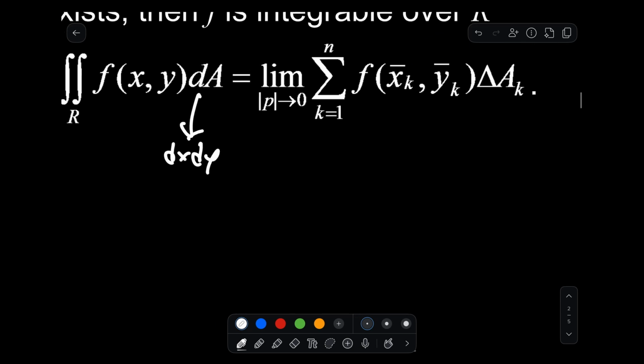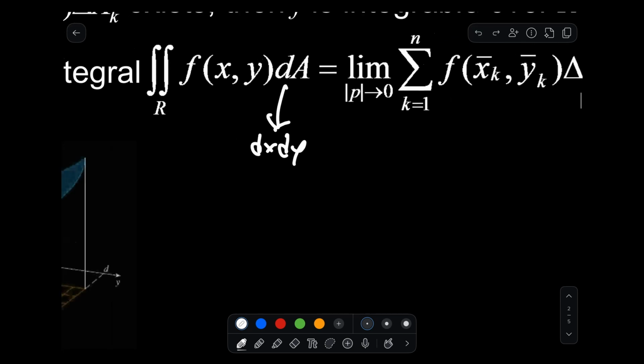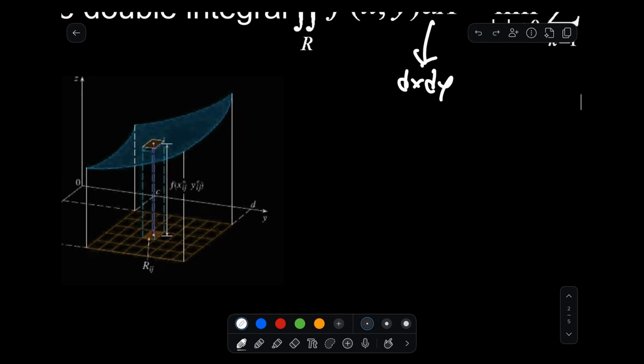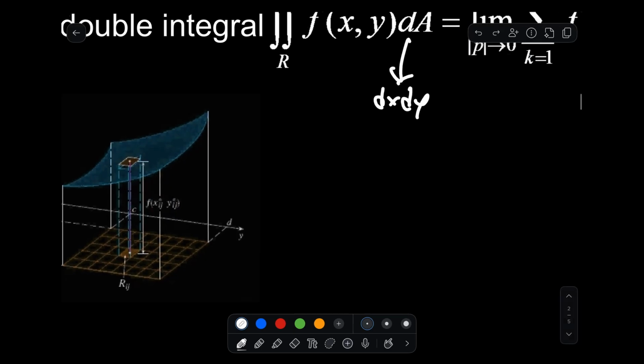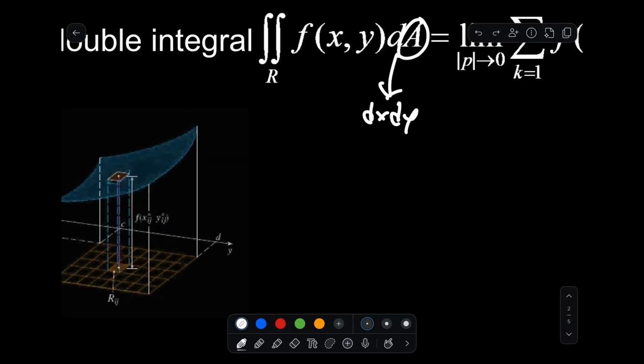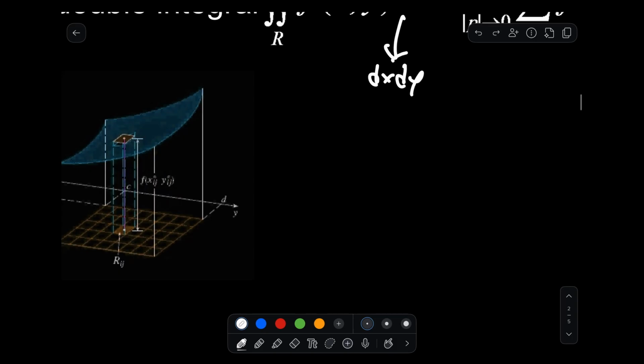And then this is where the delta A comes in, because the delta A represents the delta x times the delta y. And if we know that dx dy equals delta x, delta y, the limit approaches 0 for both of those, right? Then we can say that dA, you write dA like this because it's a big A, is equal to dx dy.